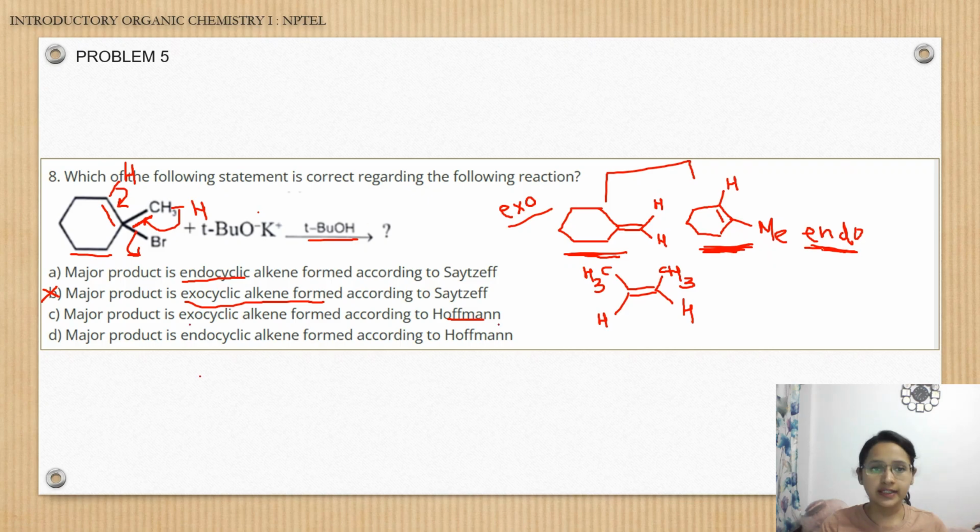Yeah, it's correct. Now coming to option D, they are saying the endocyclic alkene is forming according to the Hoffman rule. It is incorrect. So based on the information about the Zaitsev and Hoffman rule, you are now neglecting two options. Now you are left with A and C. Now you have to see which is the major product. Now the question comes, which will be the major product? So the stabilization will tell you which will be the major product.